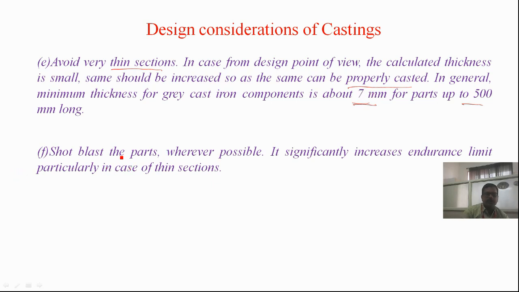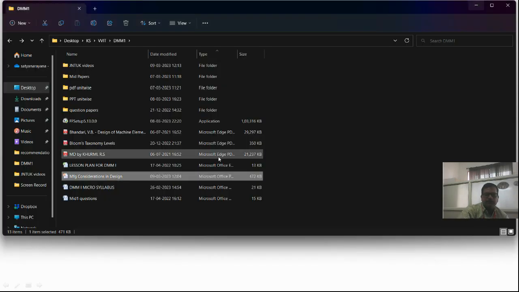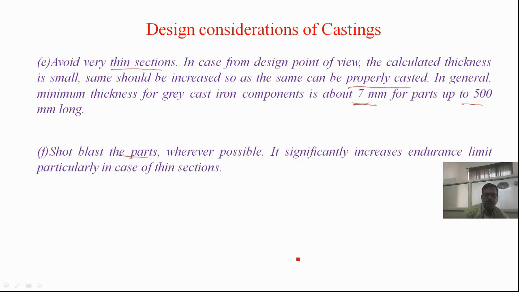Shot blast the parts whenever it is possible. This significantly increases the endurance limit, particularly in the case of thin sections. When you are making castings for thin sections, shot blasting the parts will increase the fatigue strength. When the endurance limit is high, it will have greater fatigue strength. That can be done only by shot blasting.